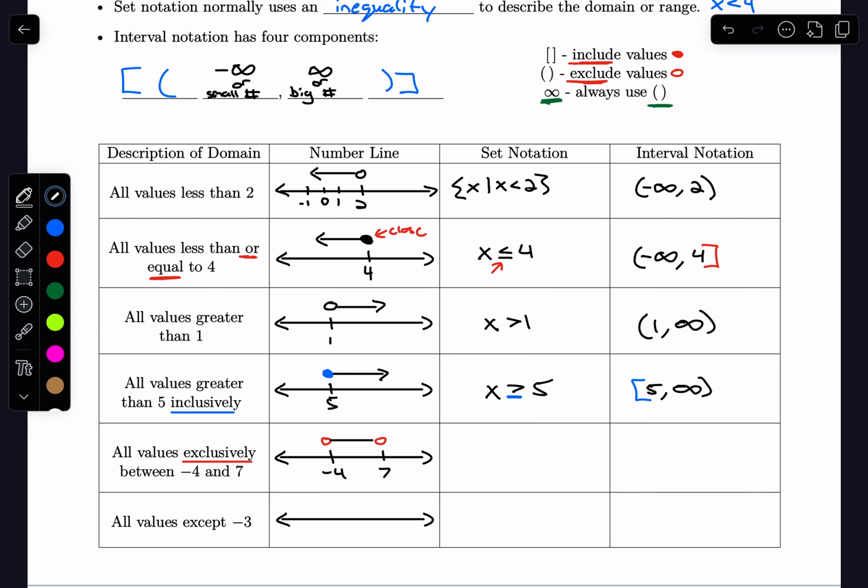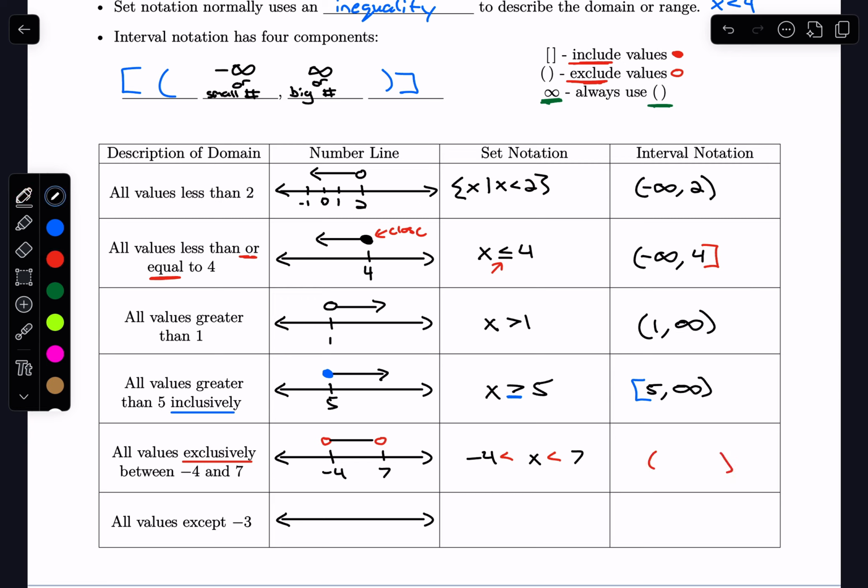As an inequality, we put -4 on one side, x in the middle, and 7 on the other side. And these are strictly less than symbols because we are not going to include the -4 or the 7. And that is also going to tell me to use parentheses in my interval. -4 is the smallest and 7 is the biggest.